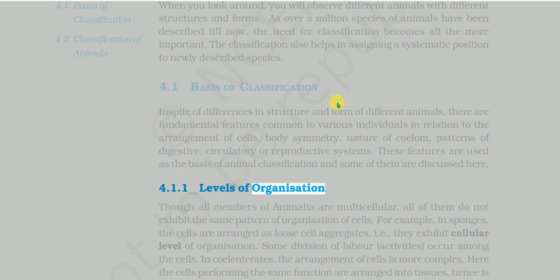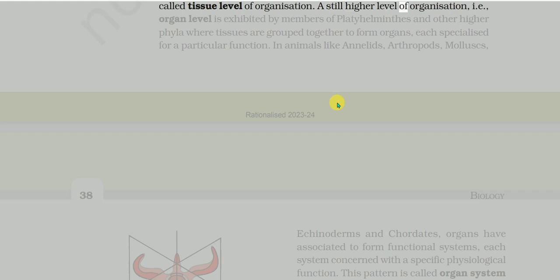4.1.1 Levels of organization. Though all members of Animalia are multicellular, all of them do not exhibit the same pattern of organization of cells. For example, in sponges, the cells are arranged as loose cell aggregates, i.e., they exhibit cellular level of organization. Some division of labor occurs among the cells. In coelenterates, the arrangement of cells is more complex. Here the cells performing the same function are arranged into tissues, hence it is called tissue level of organization. A still higher level of organization, i.e., organ level, is exhibited by members of platyhelminths and other higher phyla where tissues are grouped together to form organs, each specialized for a particular function.